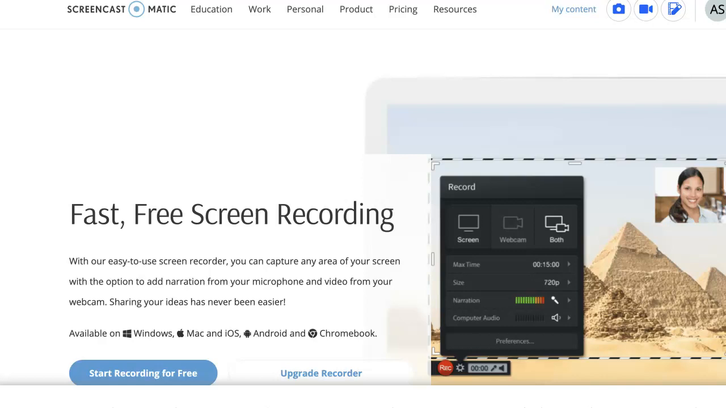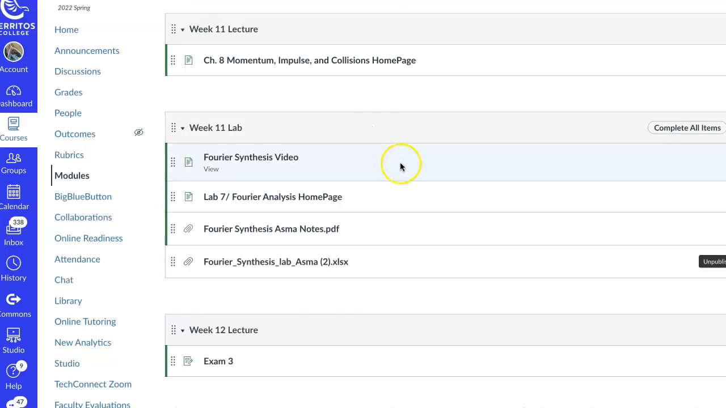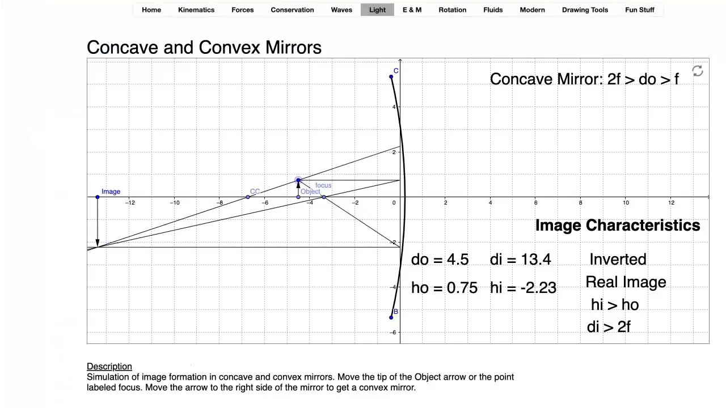Hi, good morning. This is to introduce the lab, which is Lab 6, Concave and Convex mirrors. I will show you how to do the concave, and everything is the same for the convex. We are going to use today, let me go over, this is not your course.